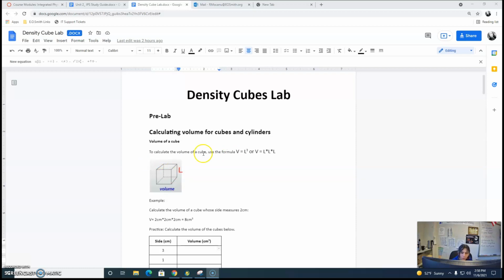And the formula for the volume of a cube, as you can see here, is V equals L to the power 3. We can also call that L cubed. Or it's the same thing as saying V equals L times L times L. All right? Where L is the measurement of one side of the cube, as shown in this picture.